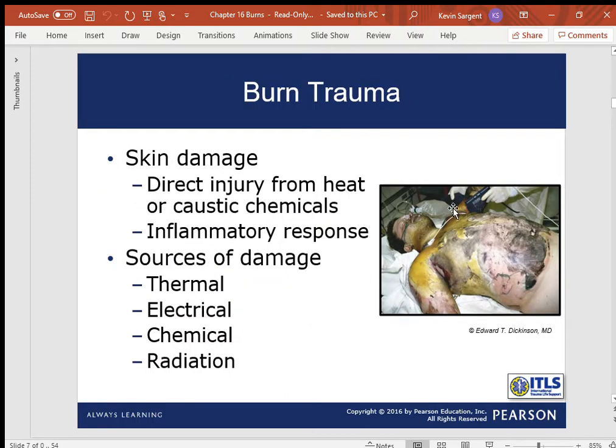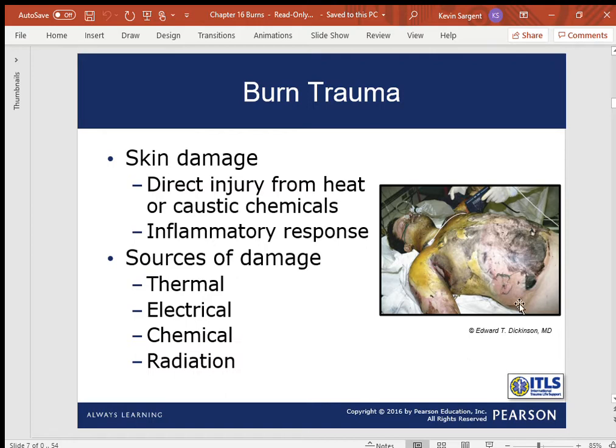So burn trauma, skin damage, you get direct injury from heat, or there could be chemical burns. Chemical burns are very devastating. It could be damage from inflammatory process. The sources of damage are thermal, so heat, electrical or electricity source, a chemical, could be any chemical, and radiation burns. And radiation burns are very devastating as well.